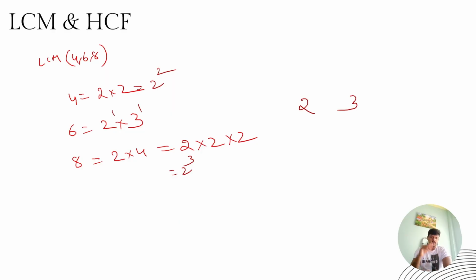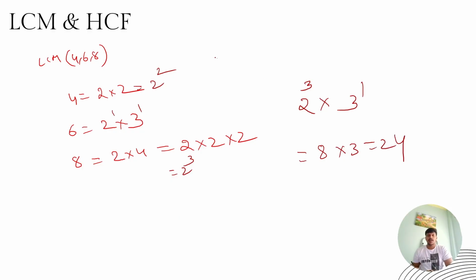So what is the highest power of 2 here? 3. So let's take 3. Multiplied with, what is the highest power of 3? See, 3 power 0, nothing is there. 3 power 1, 3 power 0. So the highest power of 3 is 1. Now, if you multiply them, you will get your LCM. So 2 power 3 is 8, 8 into 3 is 24, which is the same answer.